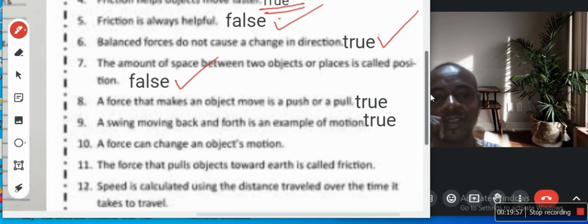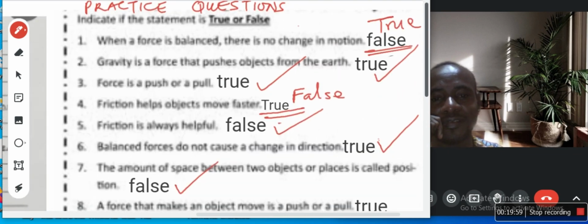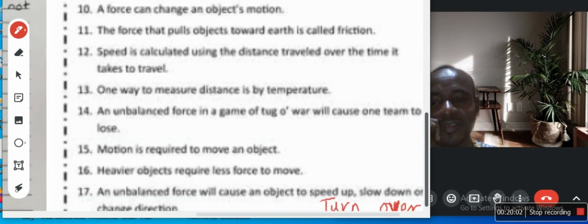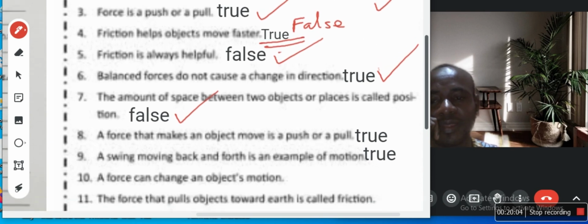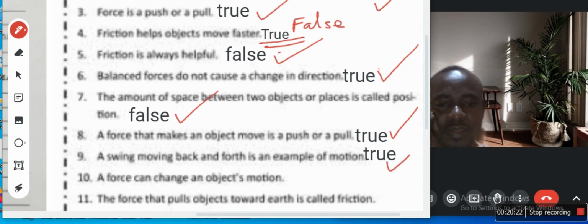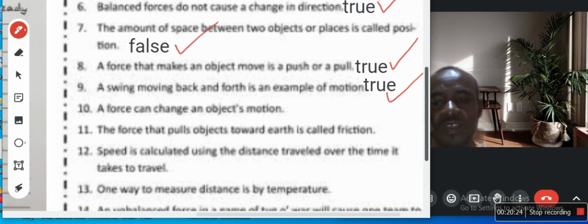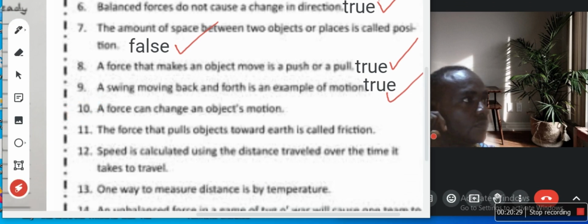Okay, you're making progress. How many do you have left? Still a lot to 17. A force that makes an object move is a push or a pull. Yes, we can take that. A swing moving back and forth is an example of motion. That's true. A force can change an object's motion. Number 10. You don't answer that one.